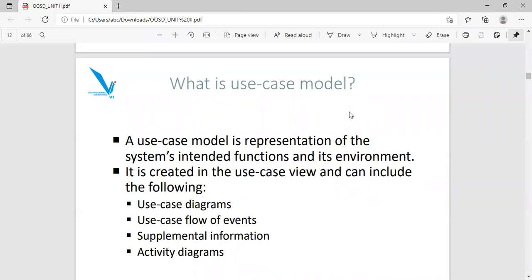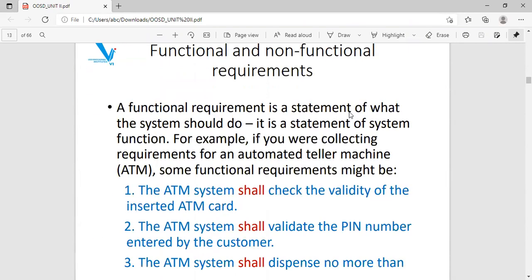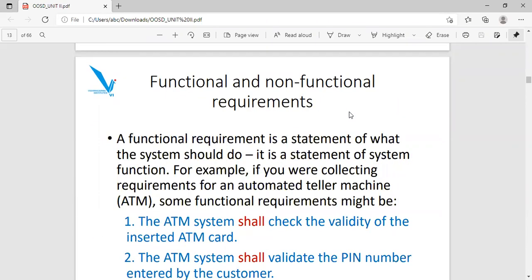It can be created with the help of the use case view, and it includes the most important use case diagram, the use case flow of events, supplement information, and the activity diagram. So all these things we have to understand with the help of the use case model. The next one is functional and non-functional requirements.